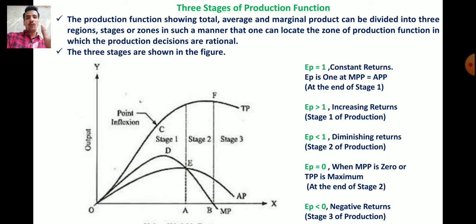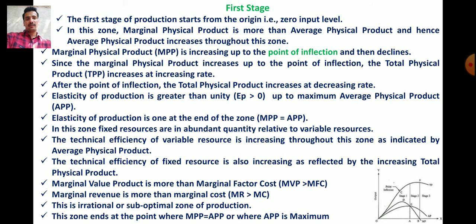Now, first stage. The first stage of production starts from the point of origin, that is from zero. In this zone, marginal product is more than average physical product. If we observe only stage first, in this stage, marginal physical product, that is MPP, is more than APP, average physical product. Hence, average physical product increases throughout this zone.